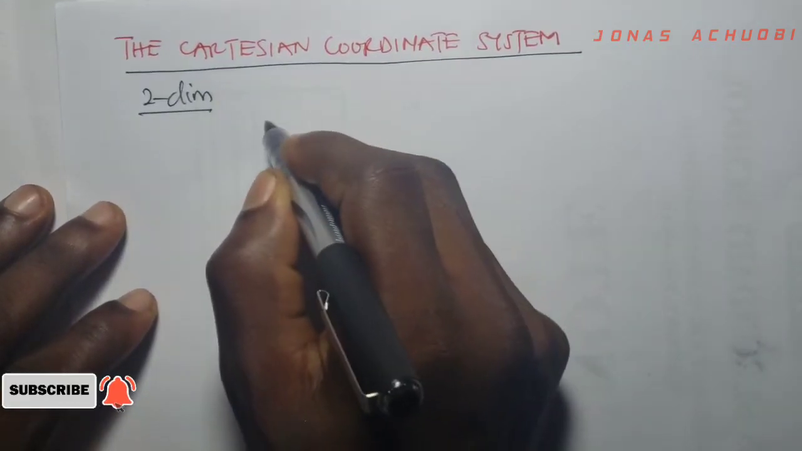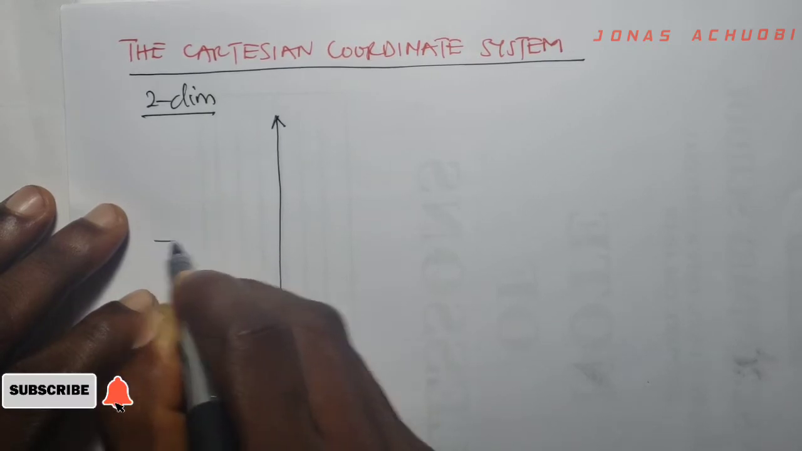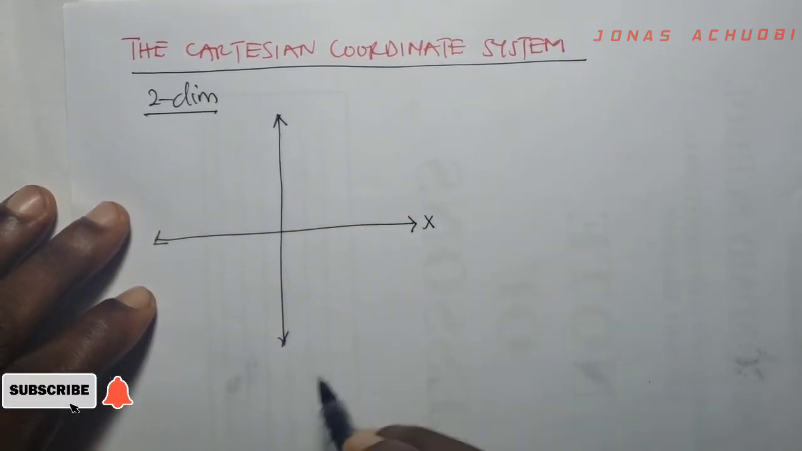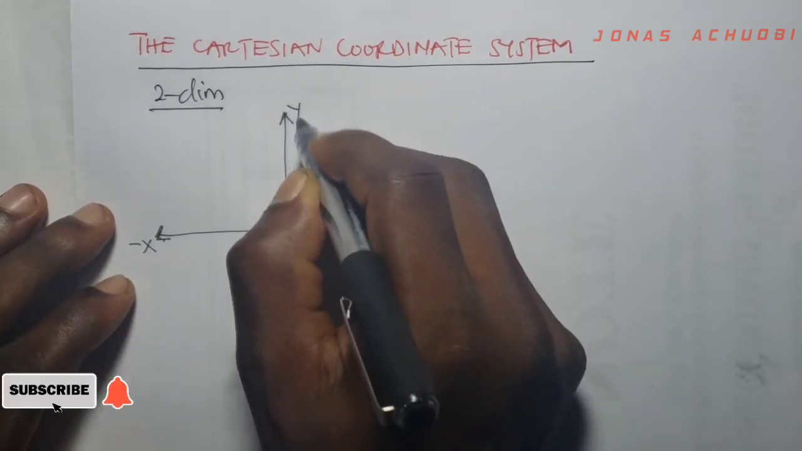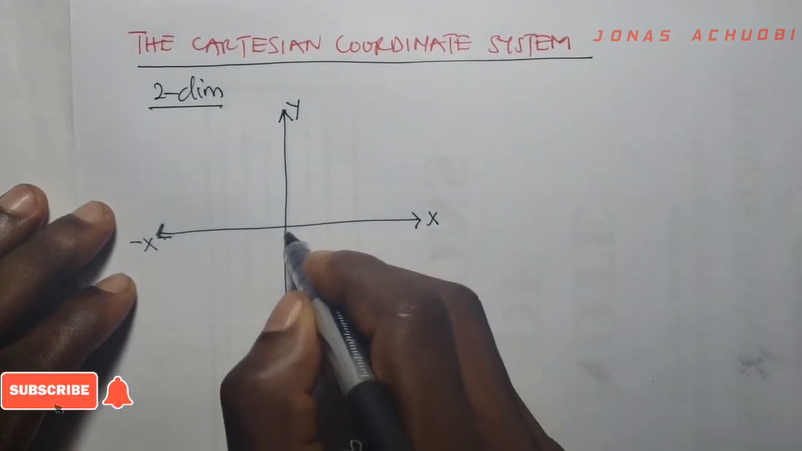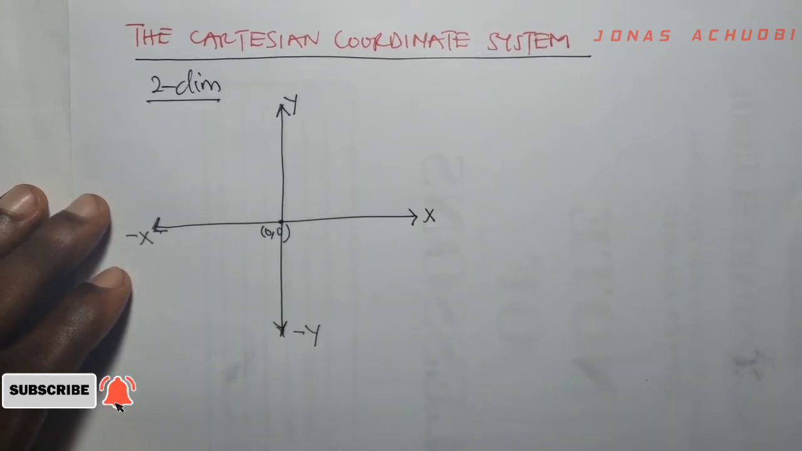Now we have a rectangular axis or coordinate system, as we call it, this way. So this is the positive x-axis, this is the negative x-axis, this is the positive y-axis, and the negative y-axis. And of course these two axes meet at a point called the origin, (0, 0).